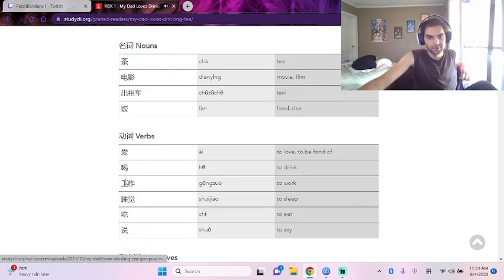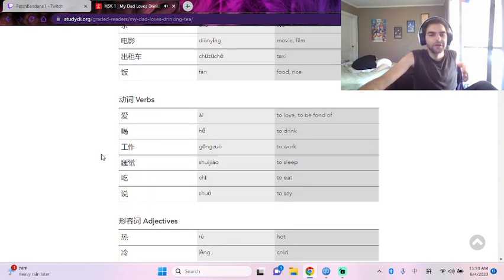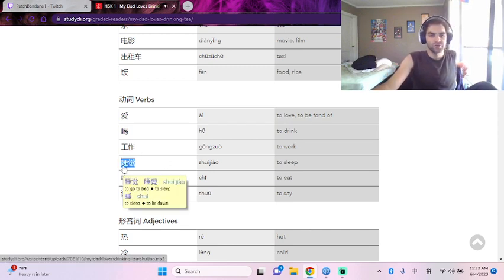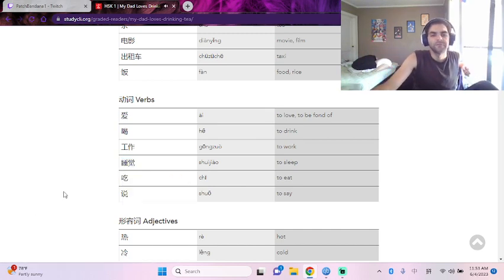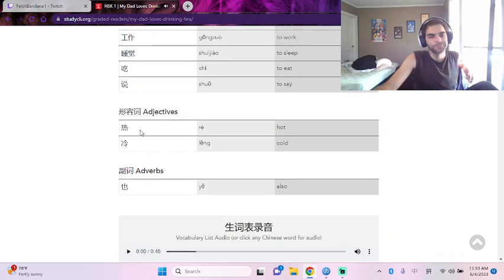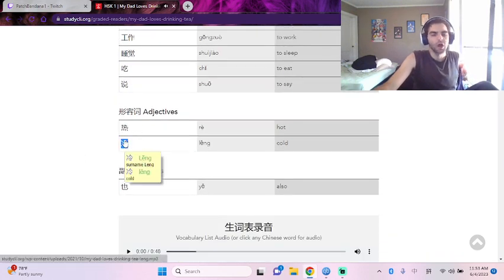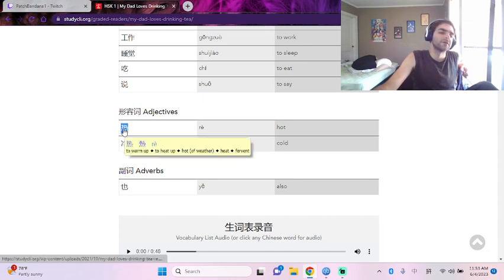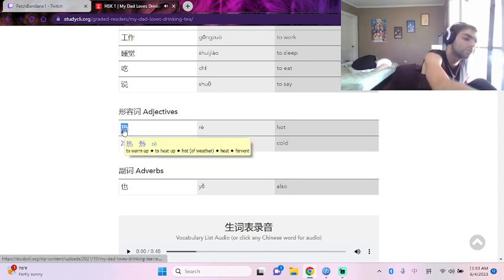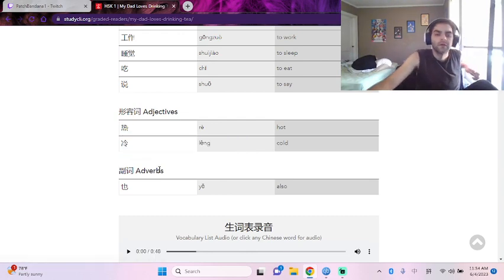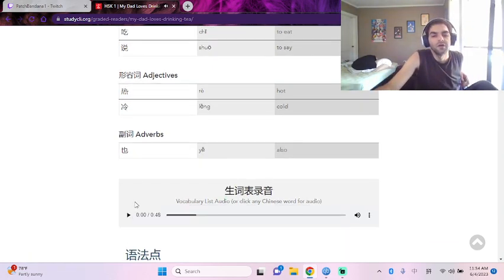爱喝, he, gong zuo, to work. That makes sense because we knew the word 公司 meant company. 工作, gong zuo. 睡觉, shui jiao. Okay, so not only did I pronounce that wrong a couple times, but that's a new word. To sleep, 睡觉. We already knew 吃. 说. 热, hao shi. Remember Tsunari from Genshin. And then adverbs. 也, yeah.